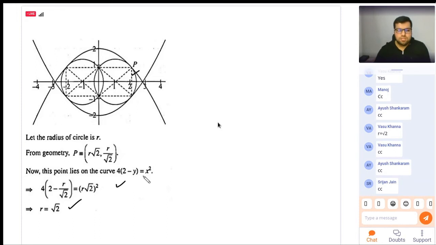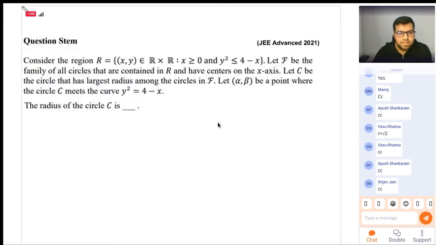Now there is one question. Moving to the challenges right away. Okay, so this question came in JEE Advanced 2021. All of you wrote this exam, attempted this question. Now I have seen some teachers doing it the wrong way.